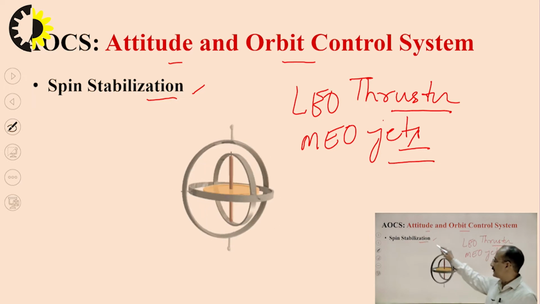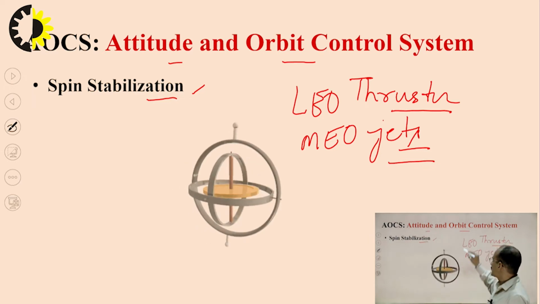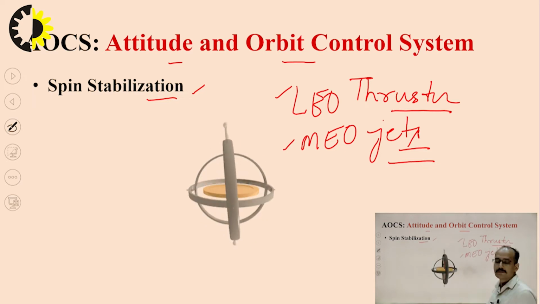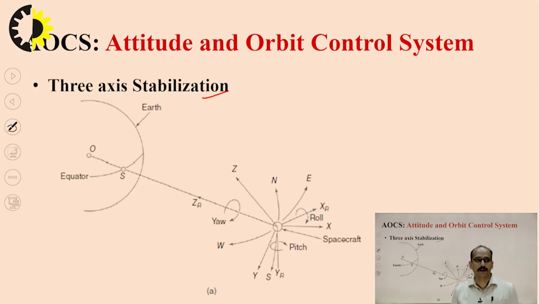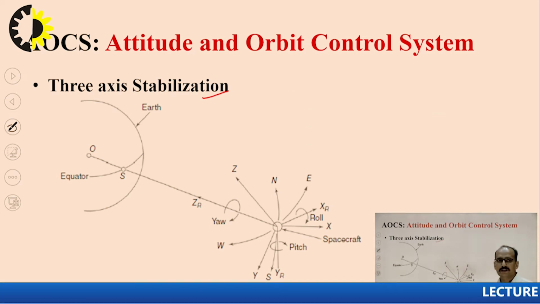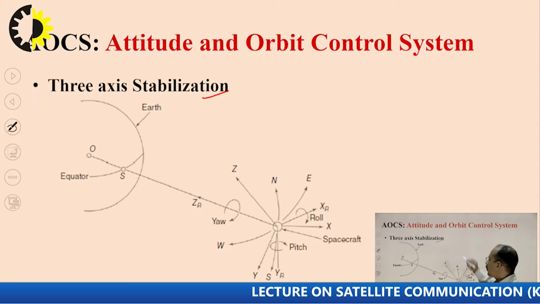So in spin stabilization, this is applicable only for LEO and MEO. But when we are talking about large satellites such as GEO satellites, we use 3-axis stabilization. In 3-axis stabilization, actually we have a coordinate system. We are taking here 2 coordinate systems.